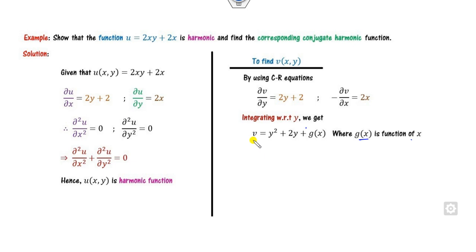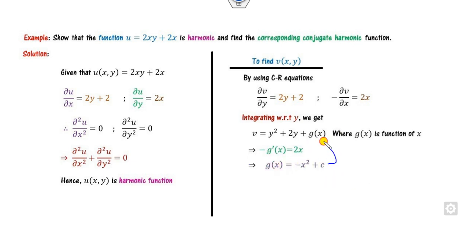Now I can substitute this v value in here. So what is the answer of this? You take the partial derivative with respect to x. It's 0, it's 0. It's minus g'(x) equal to 2x. So can you find the value of g from here? You can integrate them. So g(x) is x square plus a constant, or g(x) is nothing but minus x square plus c, which is required.